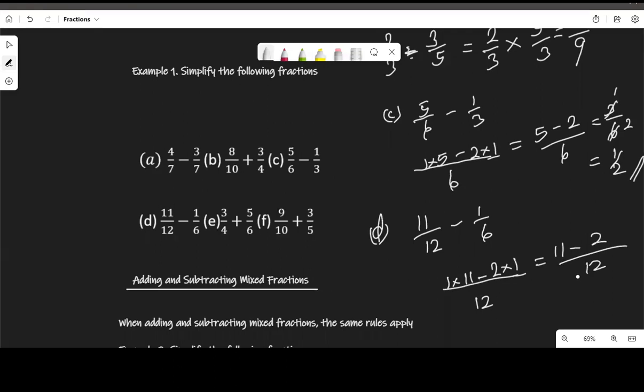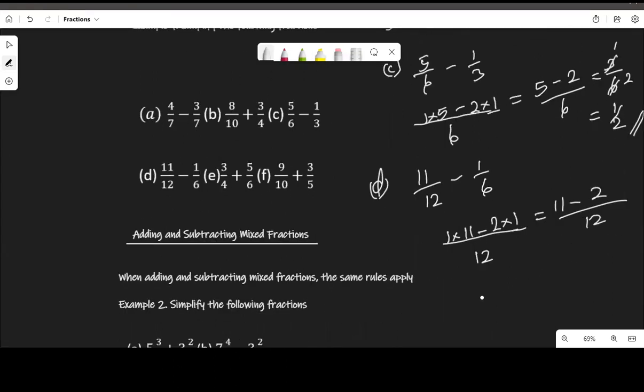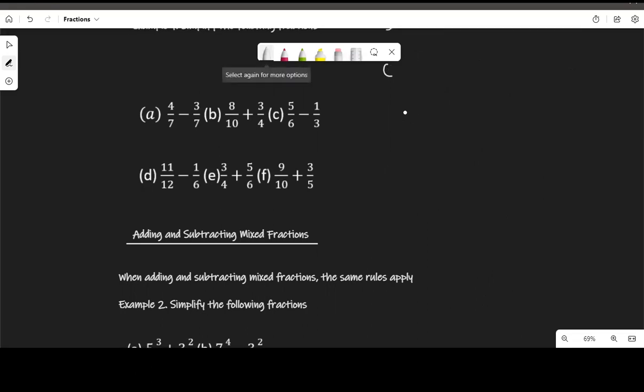11 minus 2 is 9. 9 over 12. Now we can reduce this fraction to the lowest term because there is a number that divides both 9 and 12, a factor of 9 and 12, and that number is 3. 3 in 9 is 3. 3 in 12 is 4. So this fraction in its lowest term is 3 over 4. That is that for question D. Question E.